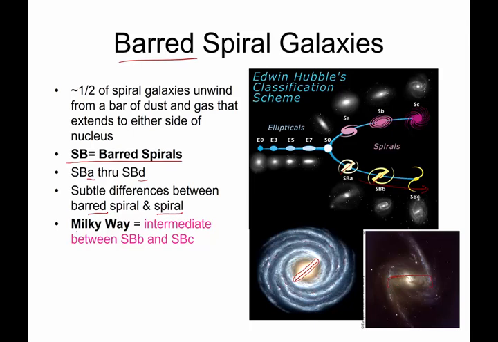Our Milky Way galaxy is not a spiral galaxy. It is actually a barred spiral galaxy. We are kind of halfway between an SBB and an SBC. And again, tight, big central bulge, tightly wound, and everything gets loosened up as you go towards the outside edge of that tuning fork.